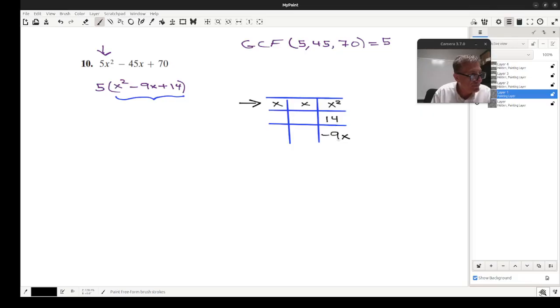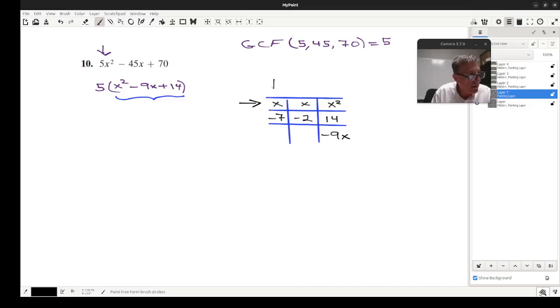And here again, we have minus 9x, but this is positive. So the only way I'm going to be able to get this to be a minus 9 is if I do something like minus 7 times minus 2. Now notice minus 7 times minus 2 is indeed 14.